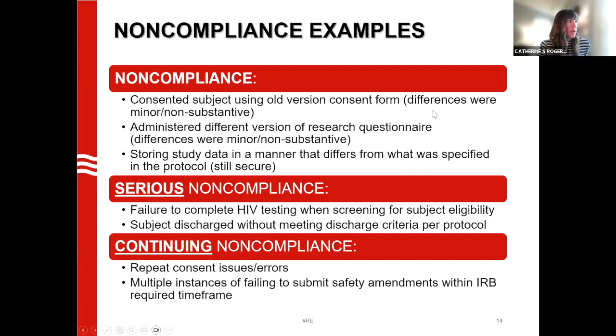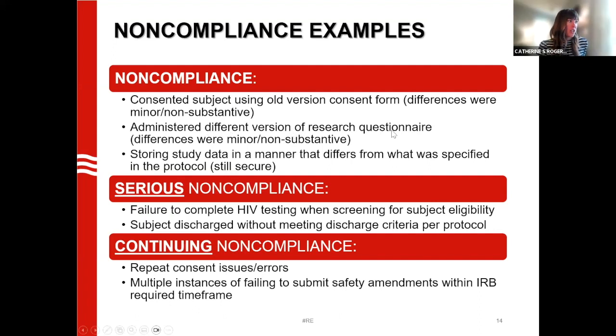Okay, so some common examples. These are ones we see pretty frequently of noncompliance that requires report: consented subjects using old, either expired or incorrect, versions of the consent form. Whether or not that's serious depends on the differences of the consent form. We've had ones where it's just minor, we made some editorial errors and they were consented on the previous version. That is not going to be serious. We've had ones where they consented them with a version of the consent form that is missing a whole risk section and they weren't given the risk information for this investigational drug or device. That is a bigger deal.